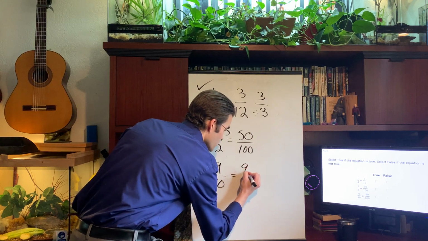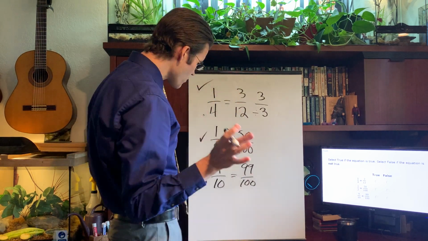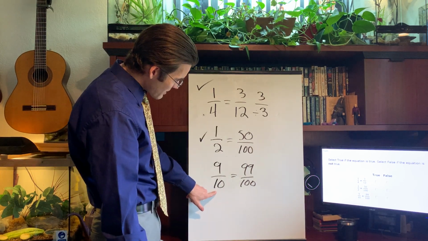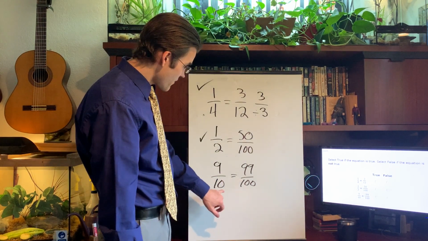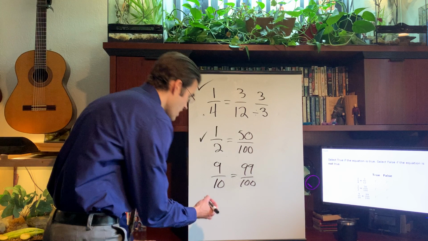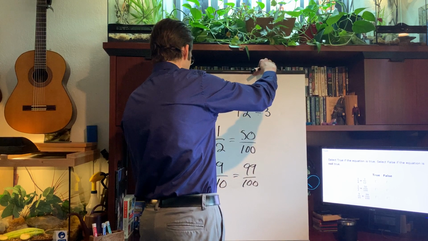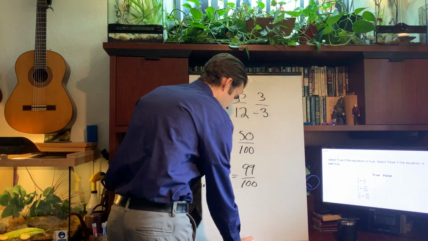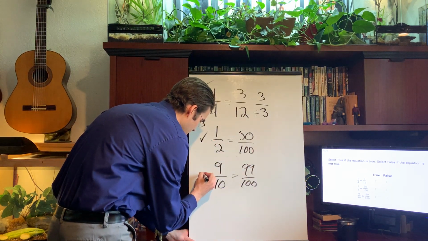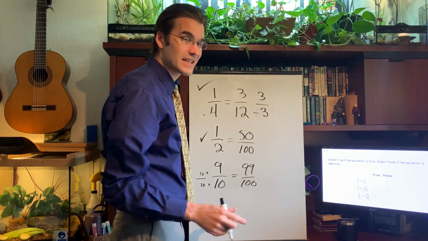9/10 is equal to 99 100ths. Ooh, this one's a little more tricky. Now, the way you can look at this one is, how do I get from a 10 to 100? If I multiply 10 by 10, I get 100, right? So if I times this by 10, then it's 100. Got it. But whatever I do to the bottom, I have to do to the top, right? So if I multiply this times 10, I get 90, not 99.